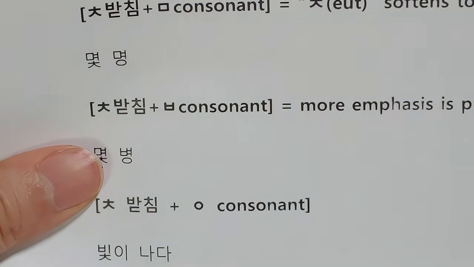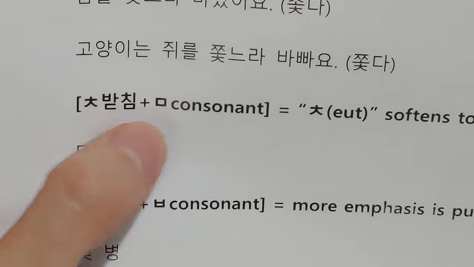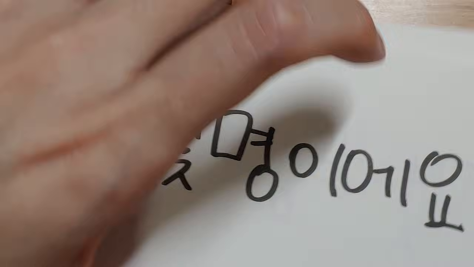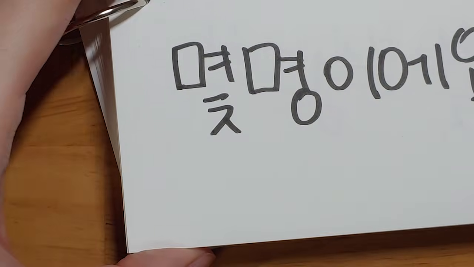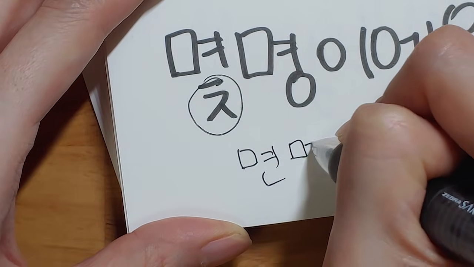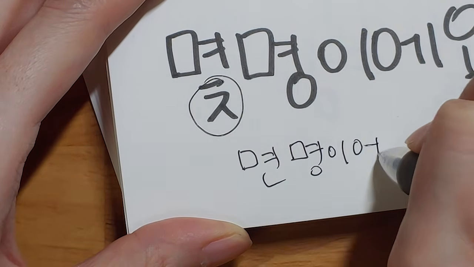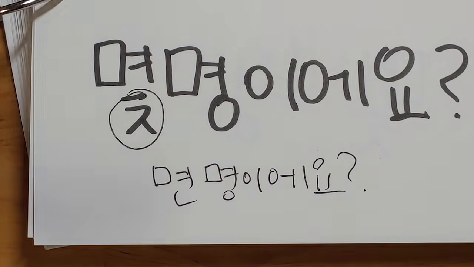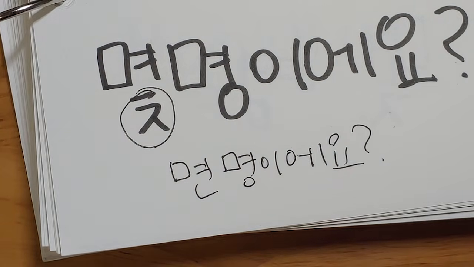This is also something that you can guess by now. 은무, right? It softens to 은. So this one should be pronounced 몇 명이요? I think if you guys put together what we learned so far, you can definitely guess what this would mean.